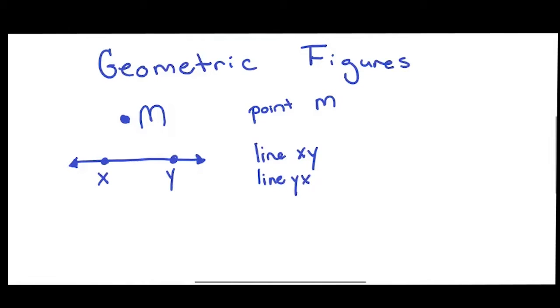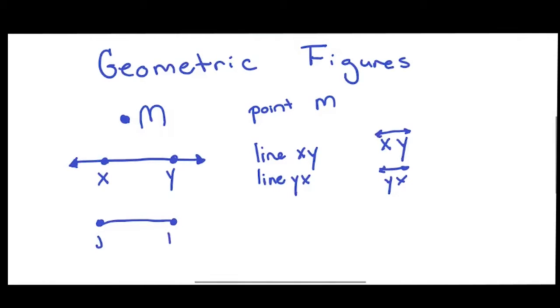It goes both ways. And the symbol for this would be an XY with a line with arrows on both ends going over the top. It could also be written like this. Line YX.